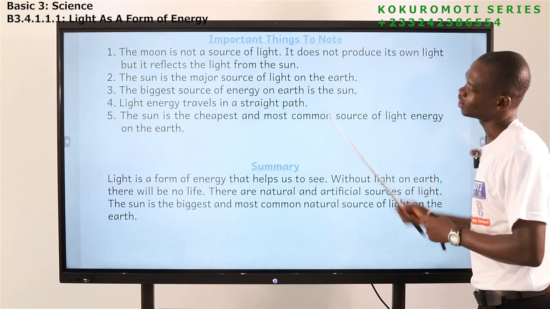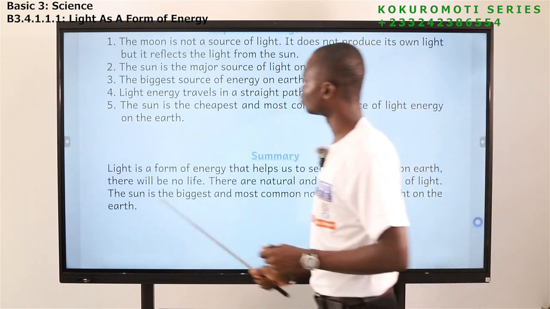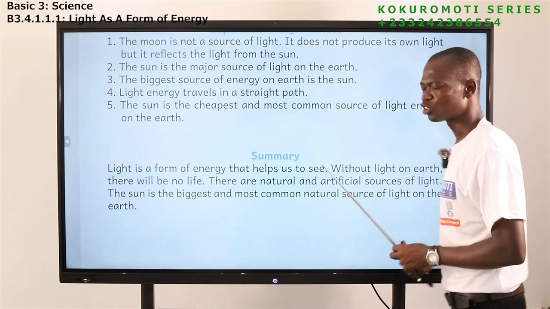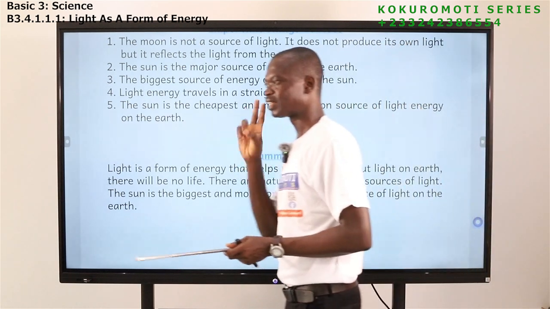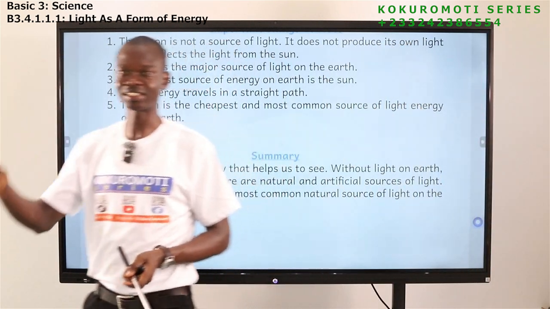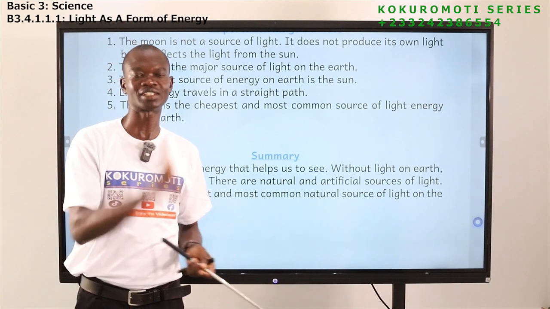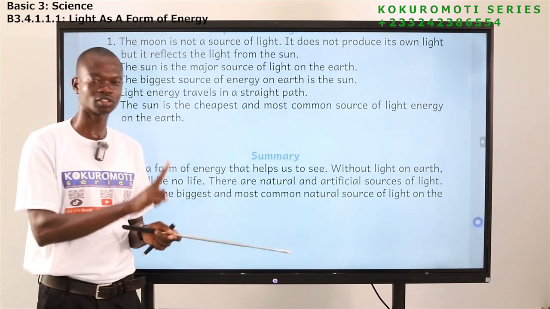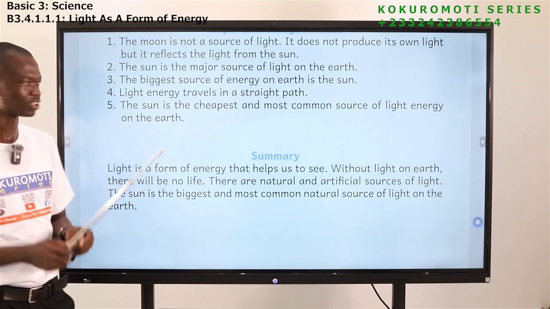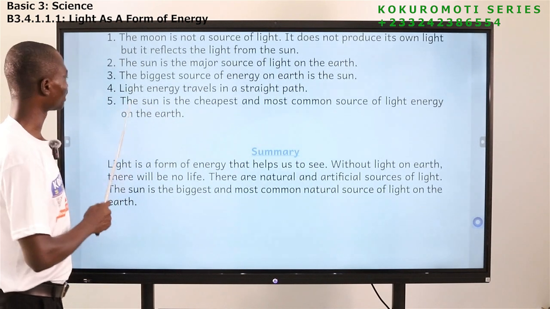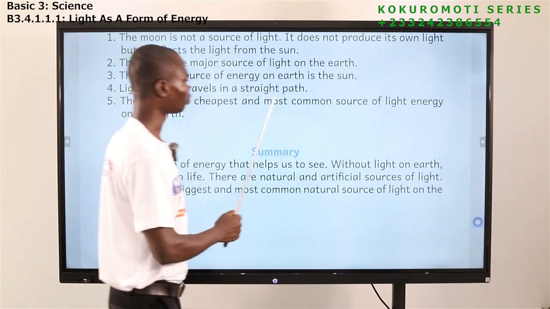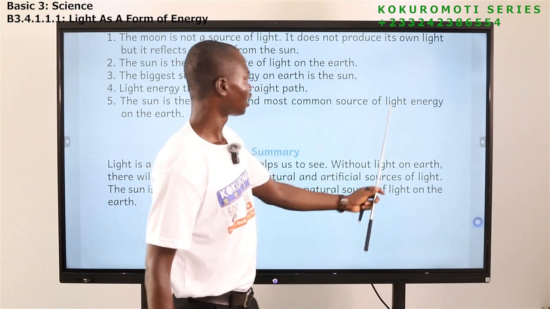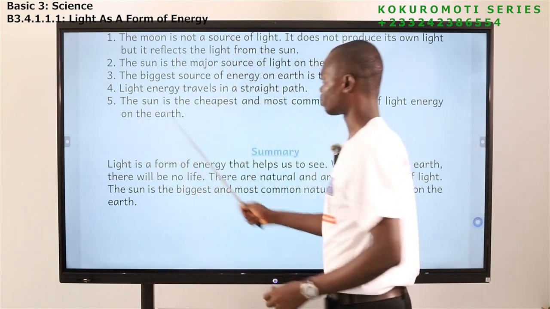Light on earth. Okay, so the next one that you should also know is that the biggest source of energy on earth is what? The sun. So there are two things that you should know. The sun is the biggest source of energy, at the same time the biggest source of what? Light. Or the major source of what? Light. The major source of light, the major source of what? Energy. Okay, so the sun is the cheapest and most common source of what? Light energy on the planet.